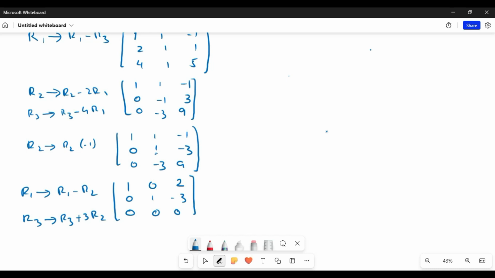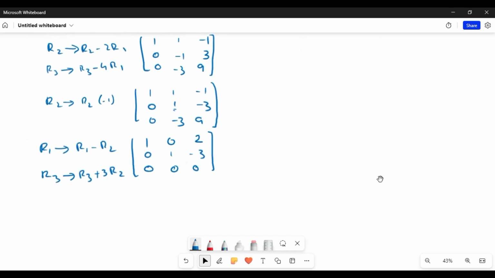So this row is redundant. Now we get two linearly independent rows in the reduced matrix. This is the row echelon form. Now we will write the row basis here. The row basis will be the set of the first two non-zero rows: 1 0 2 and 0 1 -3. This is the row basis.